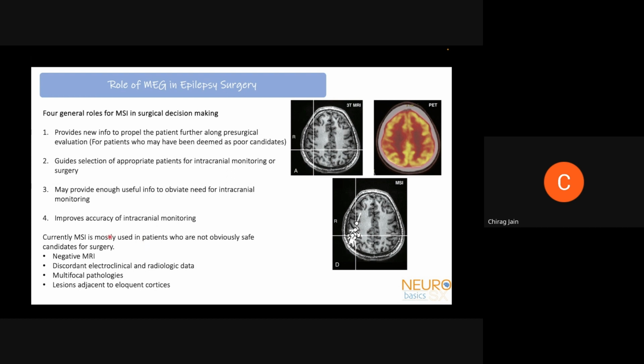So currently, as we've already discussed multiple times, second phase techniques are for patients who are obviously not safe candidates for surgery. If they're obviously safe candidates for surgery, you would not go ahead with this. So for patients who have negative MRIs, discordant data, multiple pathologies, and lesions adjacent to eloquent cortices, these are basic indications for any further evaluation.